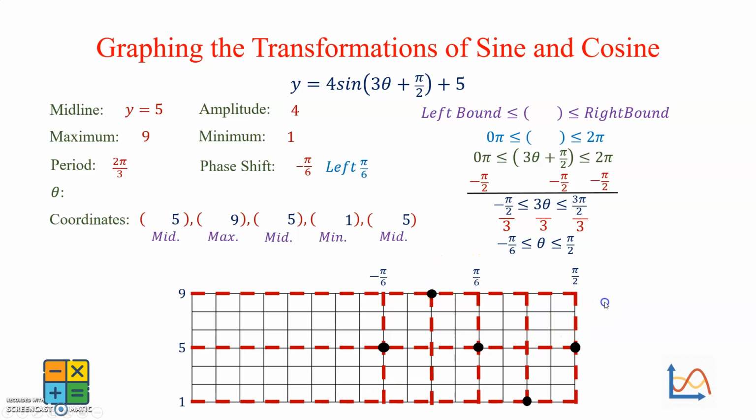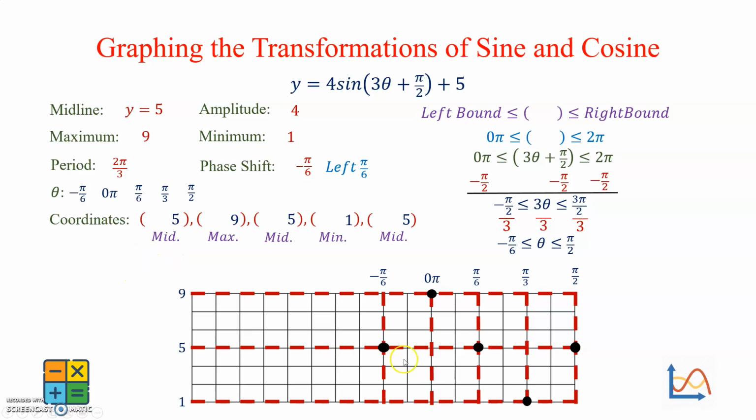To find this point, we'll average again. Well, the average of negative pi over 6 and positive pi over 6 is 0. Then we average one more time. The average between those two numbers is pi over 3. So now we have our 5 thetas, negative pi over 6, and so on. Now we can complete the coordinates.